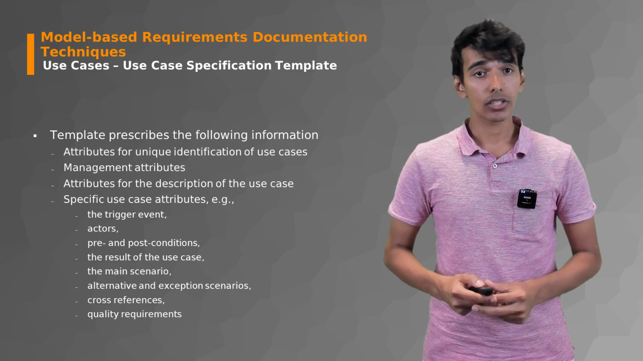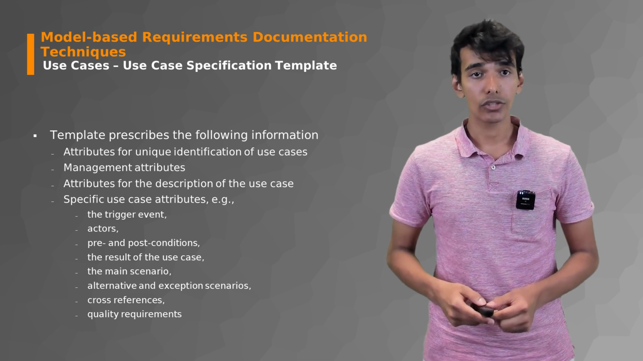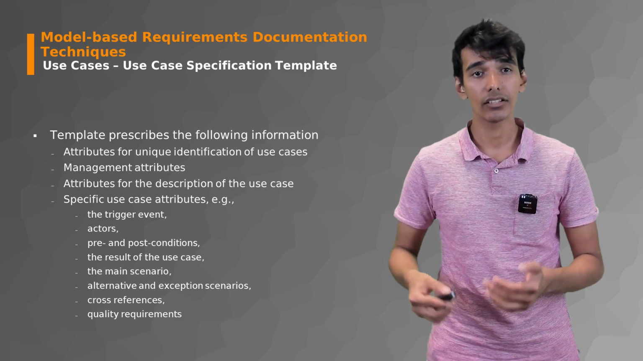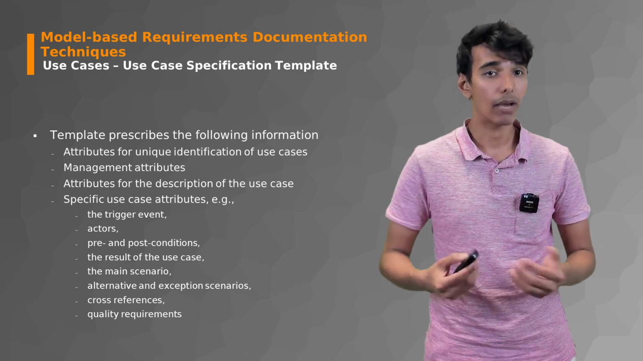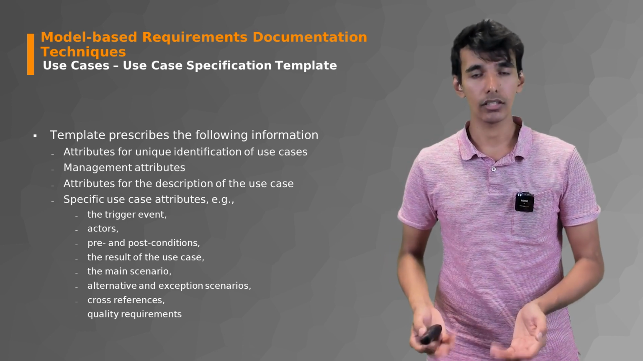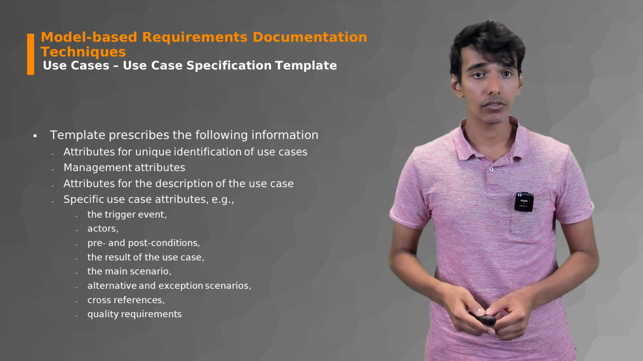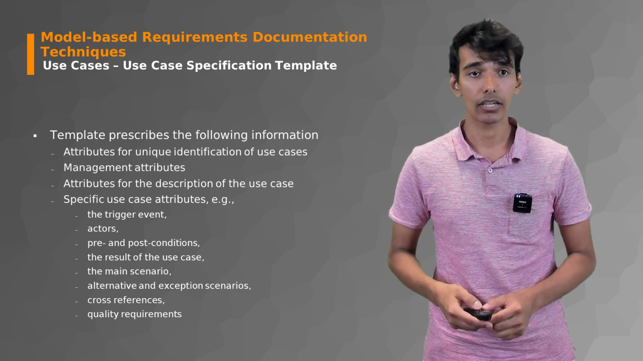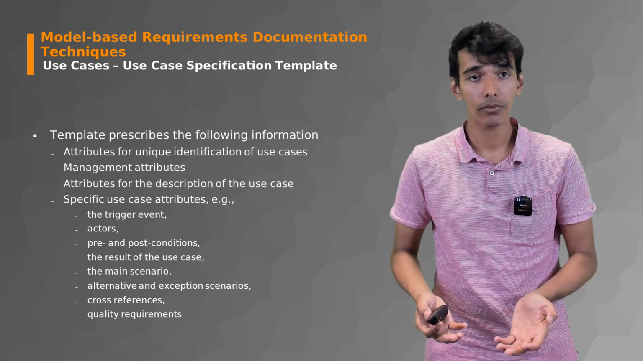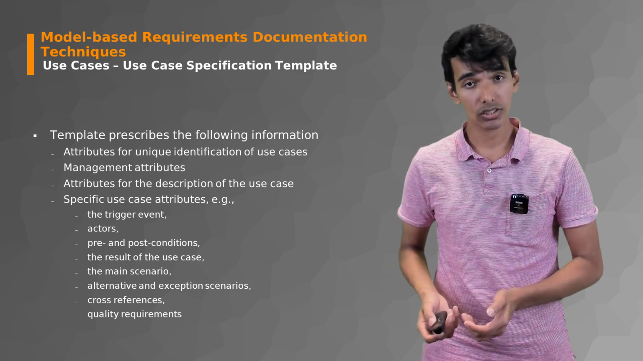So a general use case specification template can prescribe a bunch of information. And in general, this information has various attributes for unique identification of use cases, some management attributes, and also attributes for the description of the use case itself. And we can give you some examples of specific use case attributes. For example, you can have the trigger event, so events that can trigger the use case to happen, the actors involved in this use case, pre and post conditions of the use case.